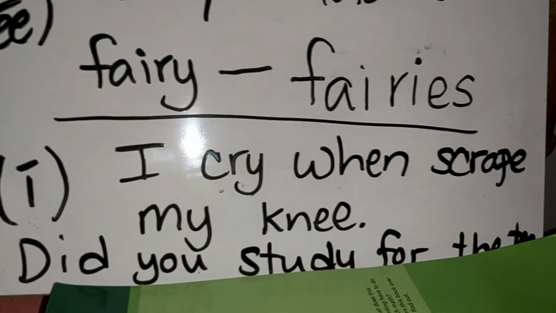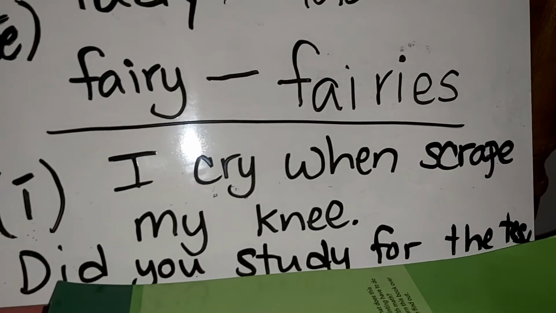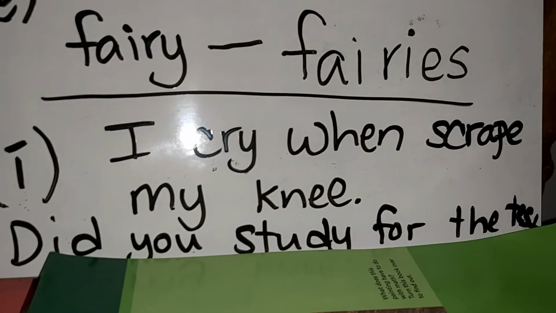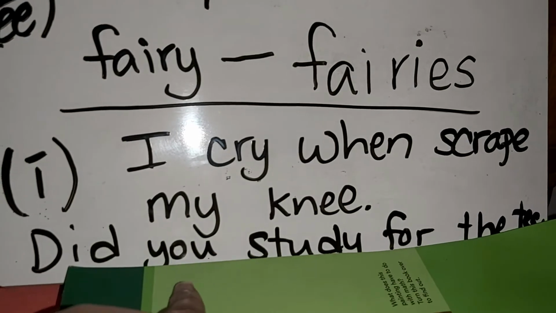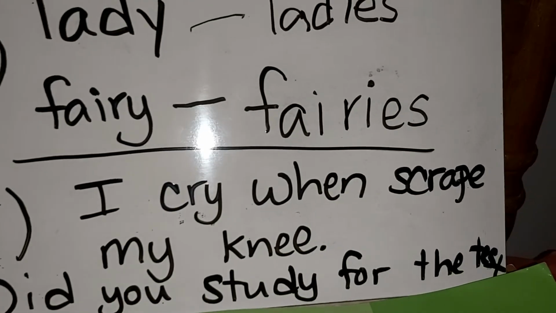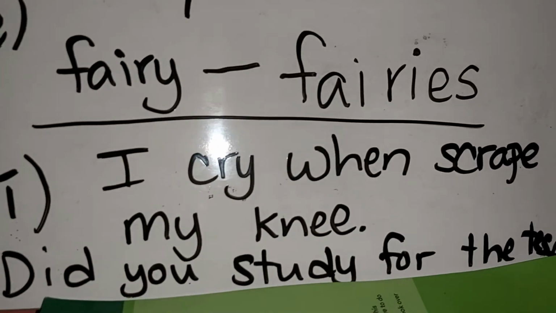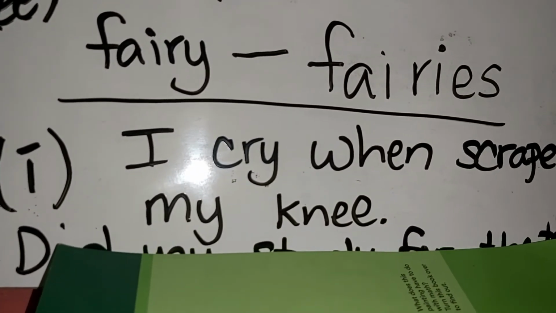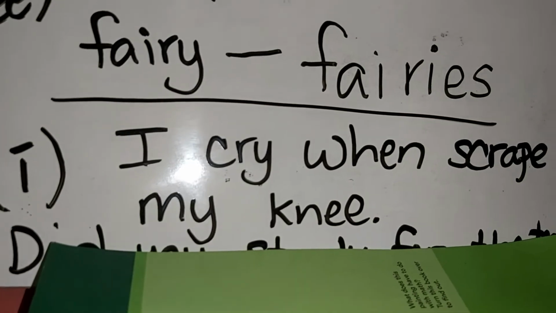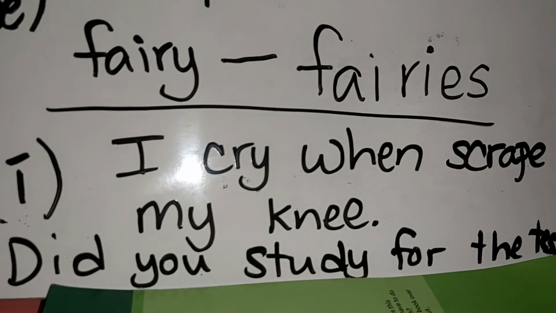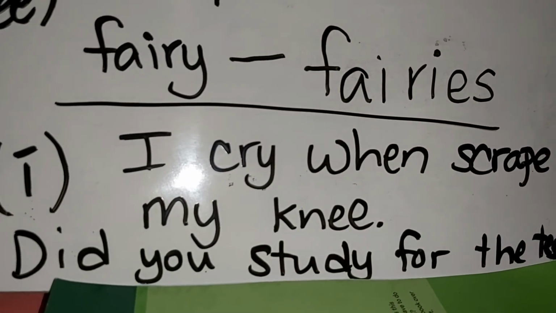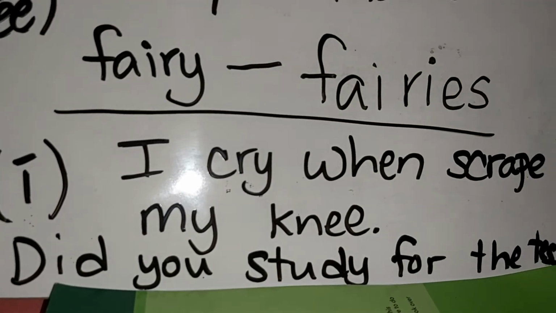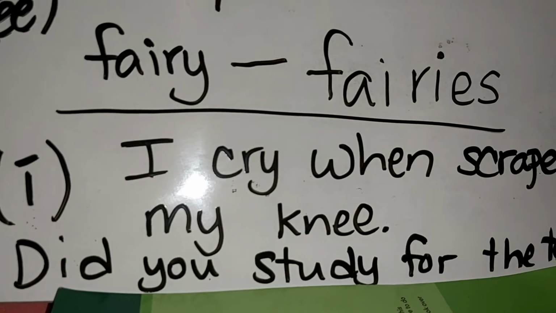Our next one. Did you study for the test? How can we make this plural? So we know that you is another singular word. How can we make this plural? Did you study for the test? Okay. Well, we can say he studies, with an IES, for the test. We can say she studies. We can also say they.